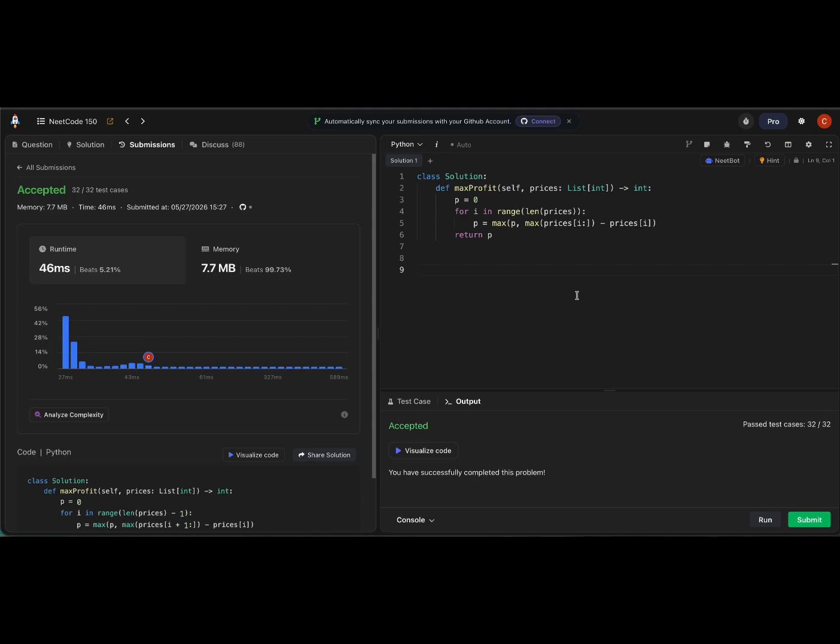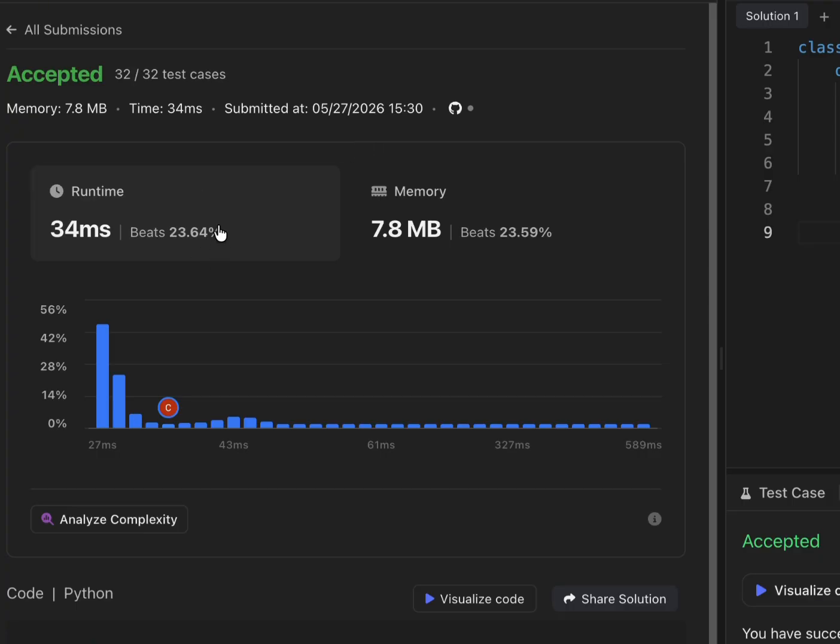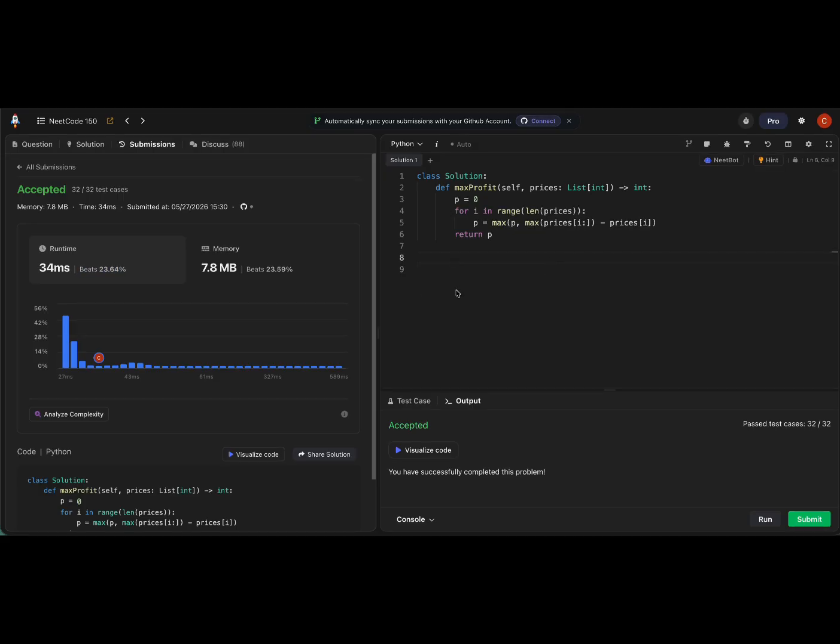You know what? This is good enough for now. What if I just spam this? Oh, 23.64. That's good enough for me. Welp, and that's it. One problem closer to a job that probably doesn't even exist.